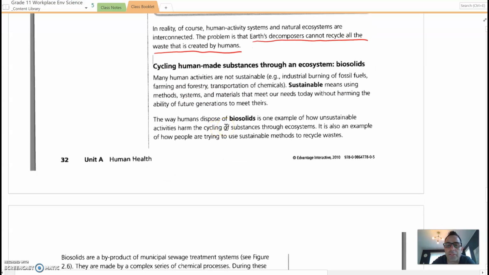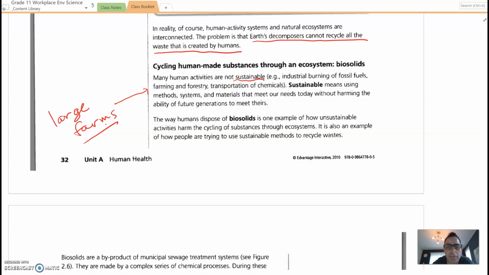Cycling human-made substances through an ecosystem: biosolids. Many human activities are not sustainable. We talked about sustainability in the last video. Industrial burning of fossil fuels, a lot of farming and forestry, transportation of chemicals. Now, a lot of farming can be sustainable if we use things like small polyculture farms and things like that to grow lots of different types of foods and keep it small. But really large farms are not sustainable. Large farms and large clear-cut forestry, not sustainable.